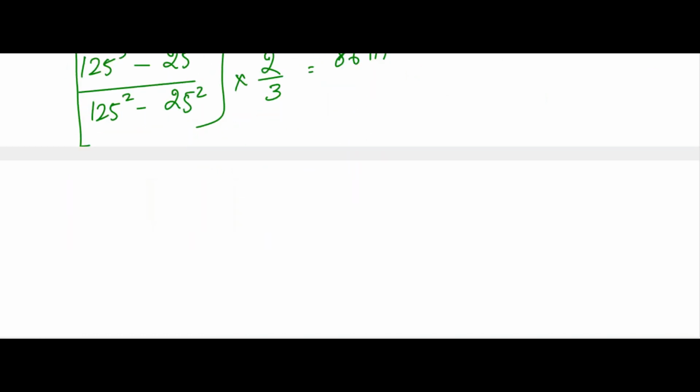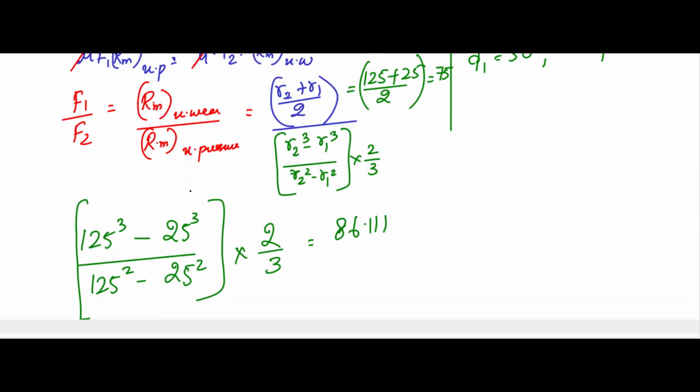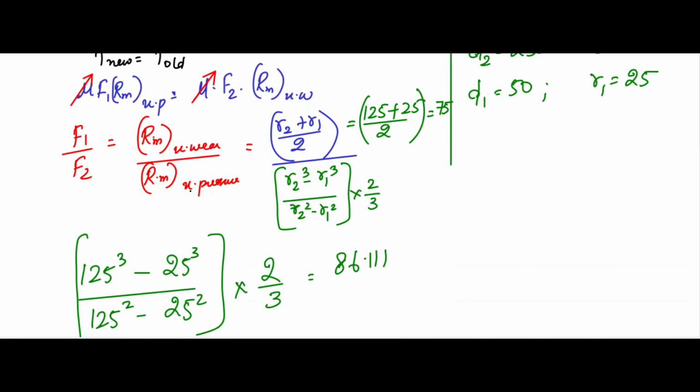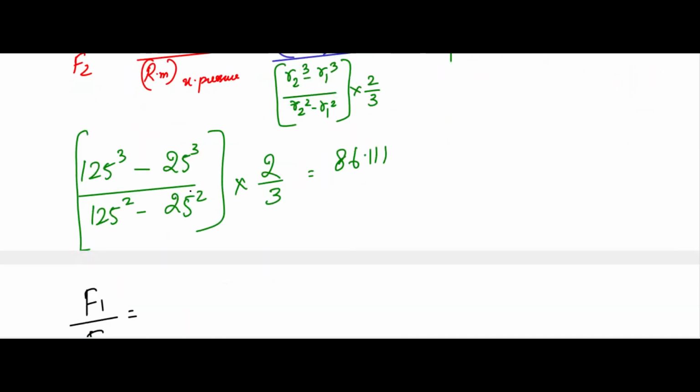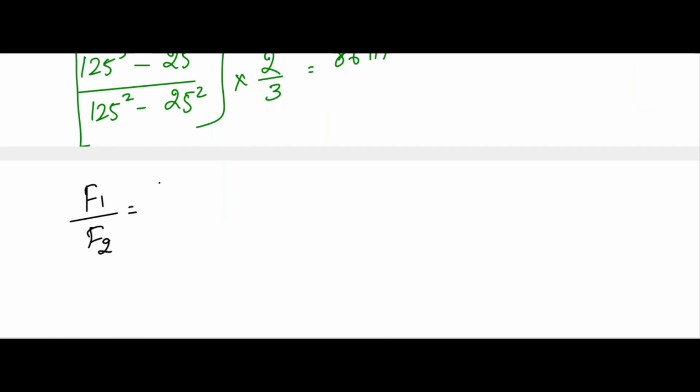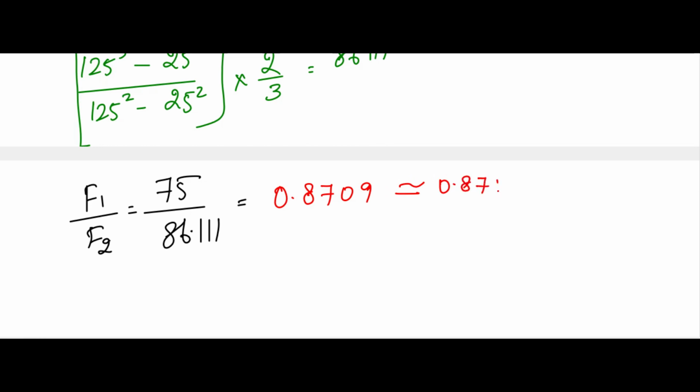So the final answer which they have asked is F1 by F2, which is equal to 75 divided by 86.111. Solving this, the final answer you will get is somewhat equal to 0.8709. So I can approximately write it as 0.871.